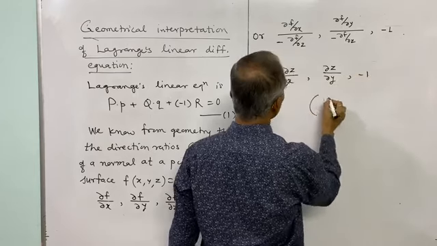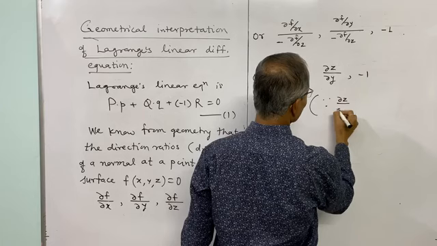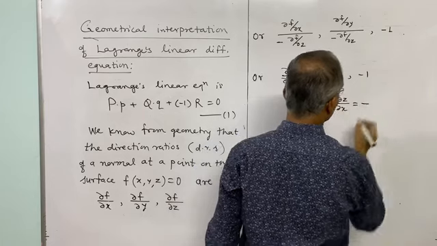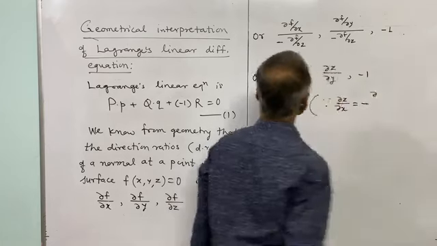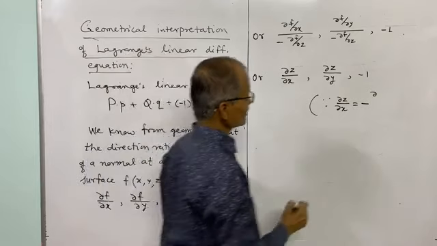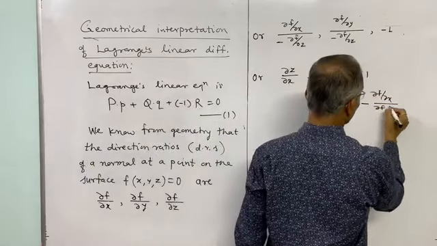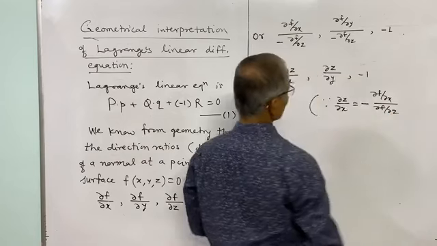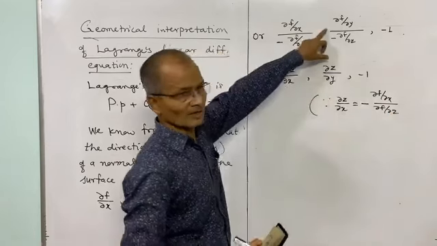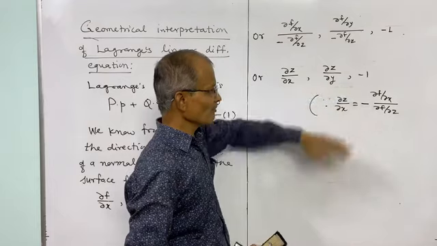Since this dou z by dou x is negative of the same dou f by dou x divided by dou f by dou z. Similarly, this dou z by dou y is this one. So these are results from implicit function.